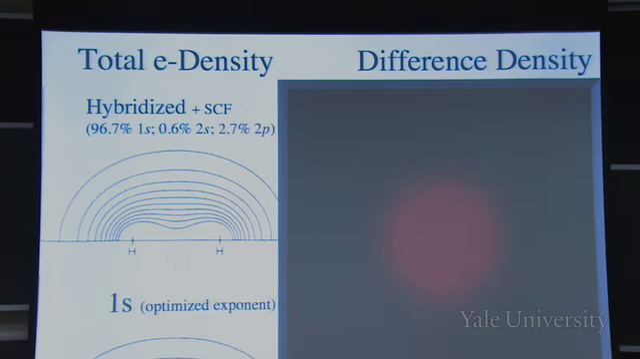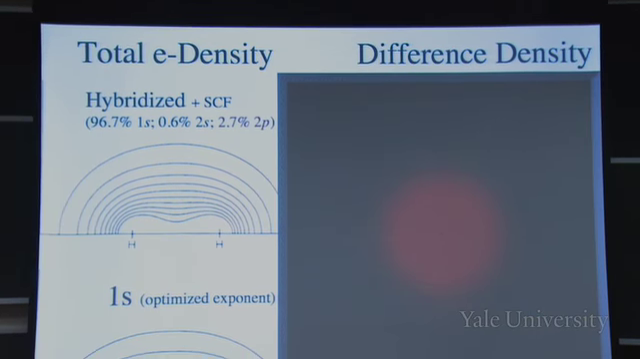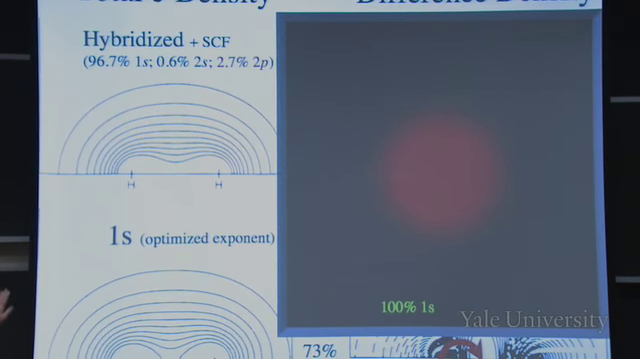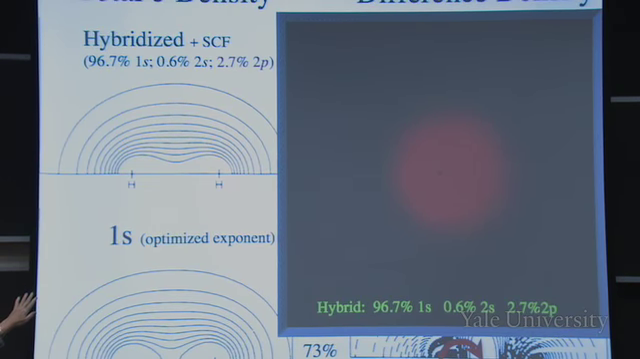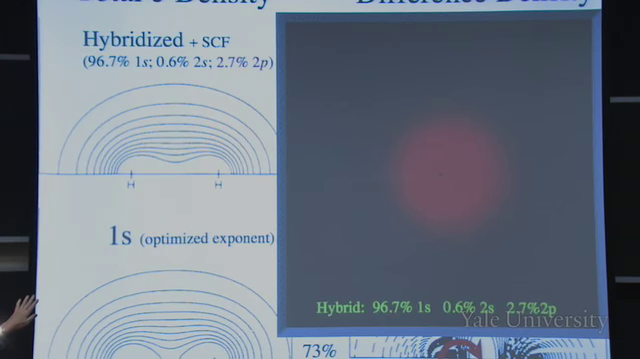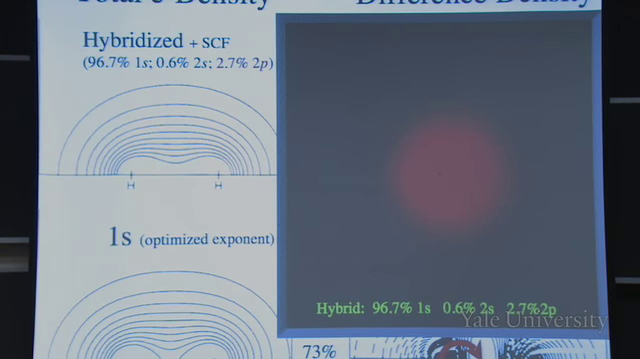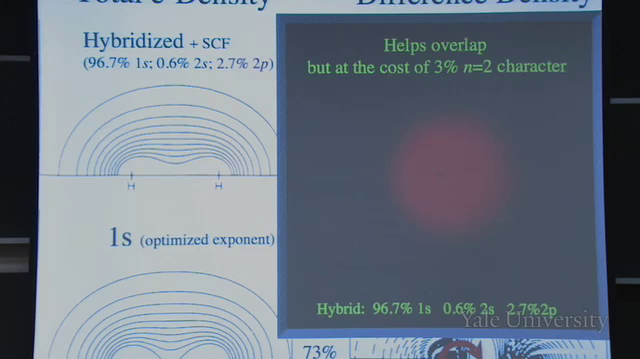So there's what it looks like. Remember, that's if it's 100% 1s, it looks like that. And if you change it to be hybridized that way with atom in a box, it looks like this. It's not much shift, but it shifts from the left to the right, and gives better overlap.